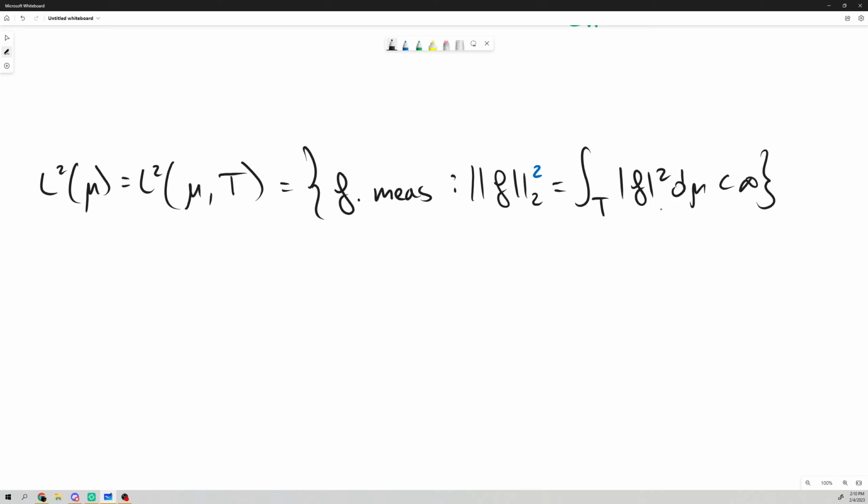Okay, so we're going to be working in L2, and this is a Hilbert space, and you may be familiar with the inner product. We're going to be working with that today, but the inner product here is just your standard one. So if I have two functions in L2, the inner product is going to be the integral over the torus of f times the complex conjugate of g, d mu.